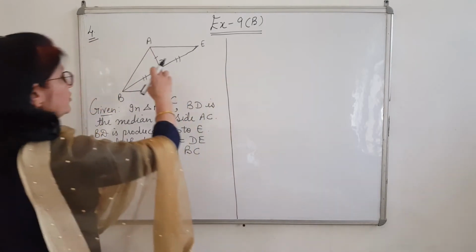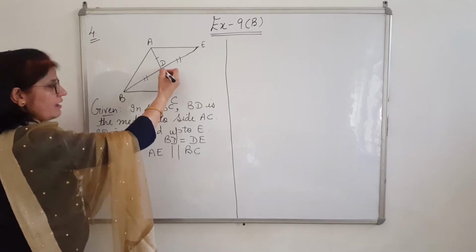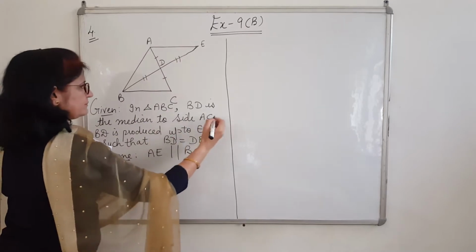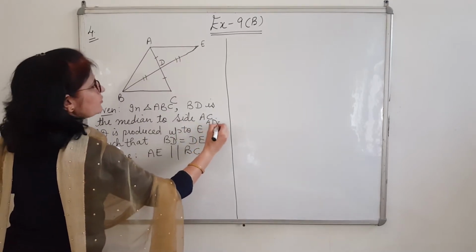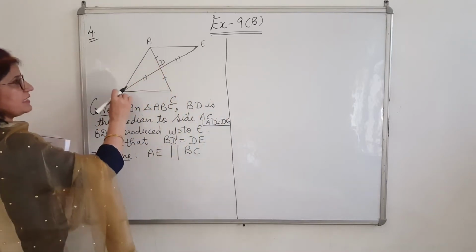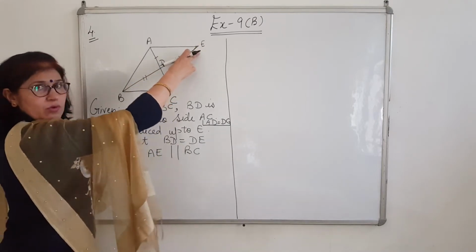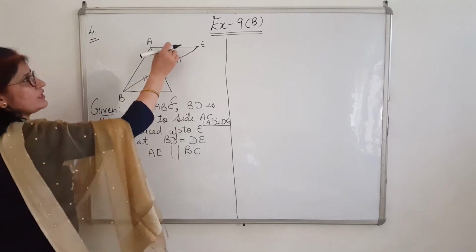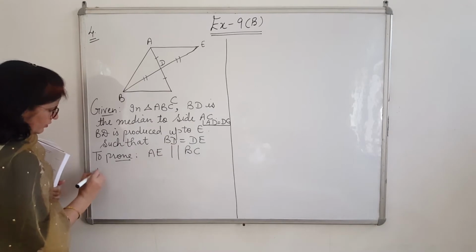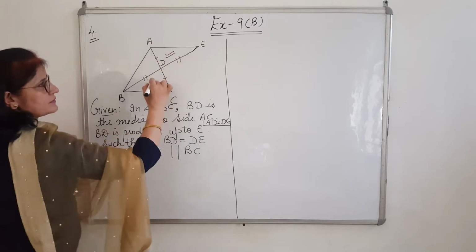So first what we will do, you have to draw a triangle ABC. BD is its median, that means D is the midpoint, that's why AD will be equal to BC because of this median. Secondly, BD is produced up to E, so that BD is equal to DE. You have to prove this AE line is parallel to BC. So what we will do? We take two triangles and make them congruent. We will take these two triangles.